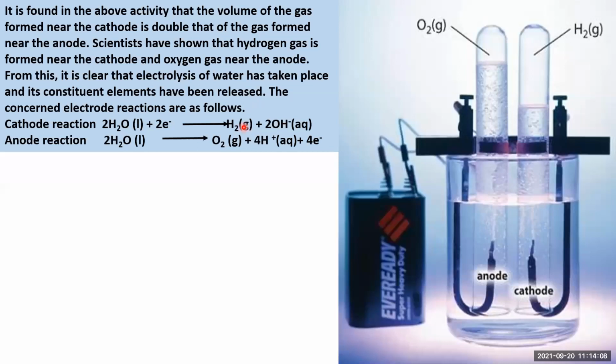The gas released gets collected at the upper level of the test tube at the cathode. Now what happened at the anode?